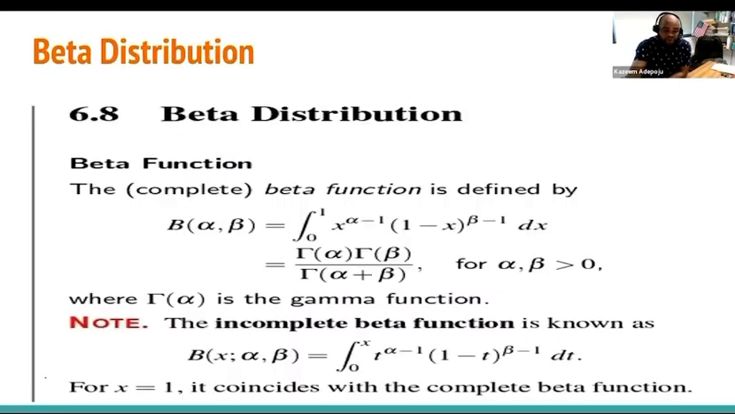Try that out. Now I basically want to go into another interesting probability distribution that we call the beta distribution. Let me tell you, we can derive the beta distribution from the gamma distribution. The origin of the beta distribution is from the gamma distribution.